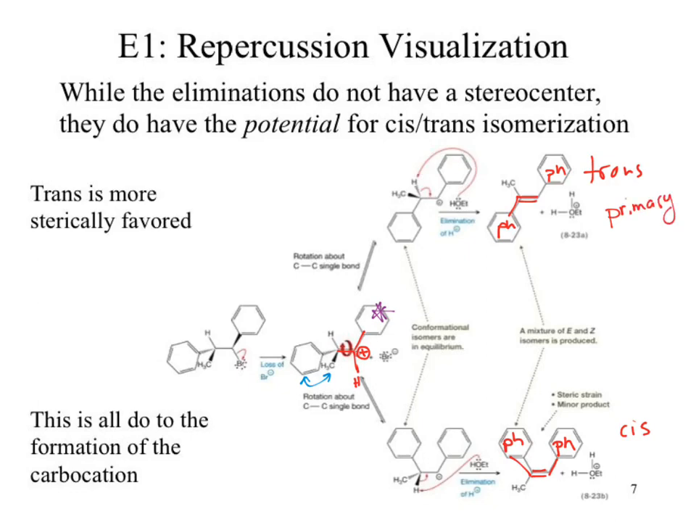Cis is possible, just not quite as likely. Okay? And it really depends on how much sterics are involved. If we have relatively small groups around where our double bond is forming, we're going to end up with equal amounts of cis and trans. Because if they're small groups, they aren't really contributing to a difference in energy, which means we get both products. If they are massive groups, we see a much larger favoring for the trans because those massive groups want to get away from each other.